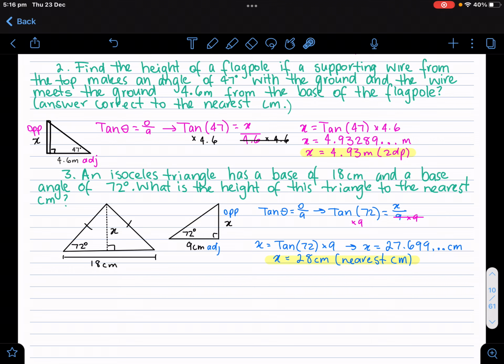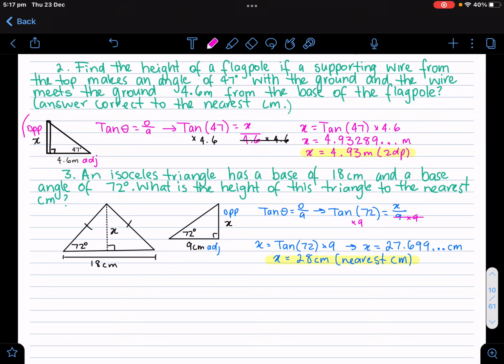It wants us to find the height of the flagpole. Remember, the wire is starting from the top of the flagpole, not halfway down or somewhere in between. So we can find that whole x value there. Step number 1, label the triangle. We have our angle there, so you have opposite. Now remember, there's nothing on hypotenuse there, so we have opposite and adjacent.